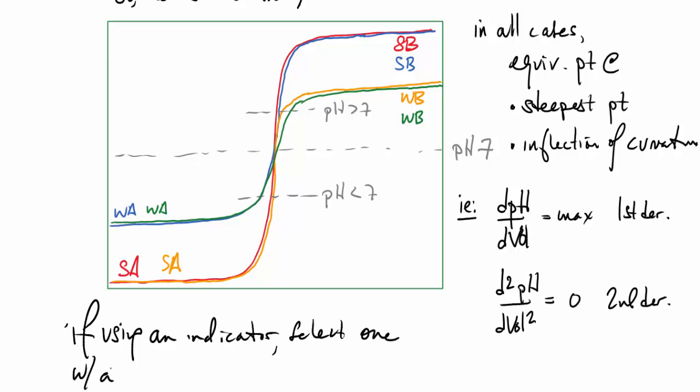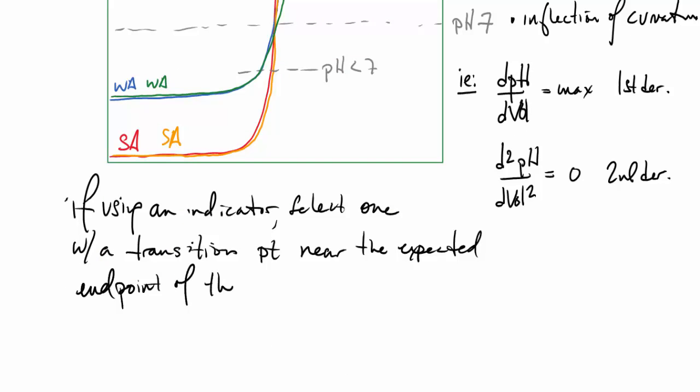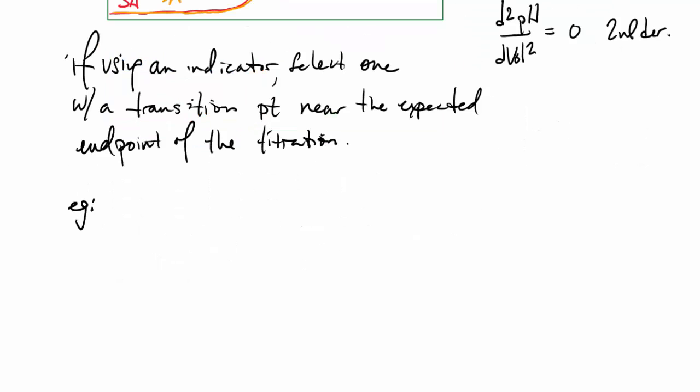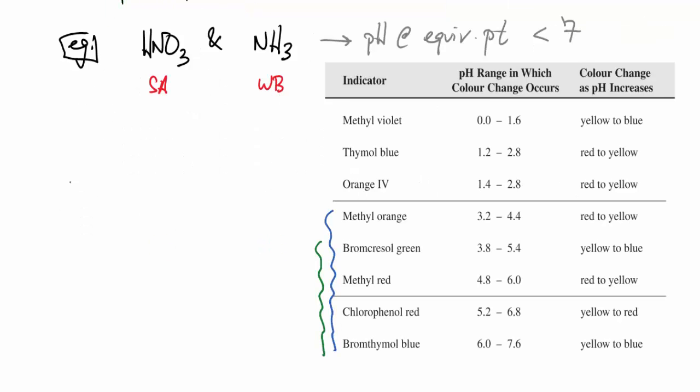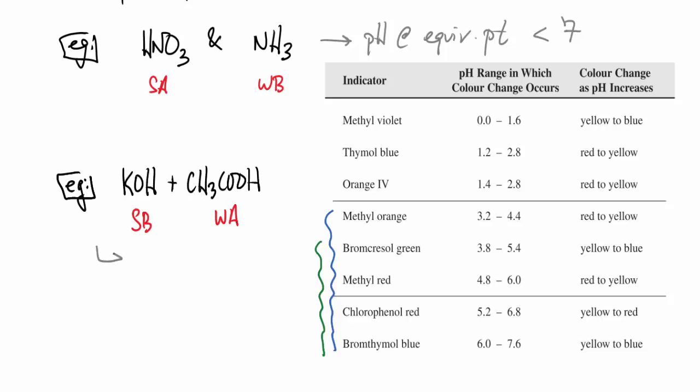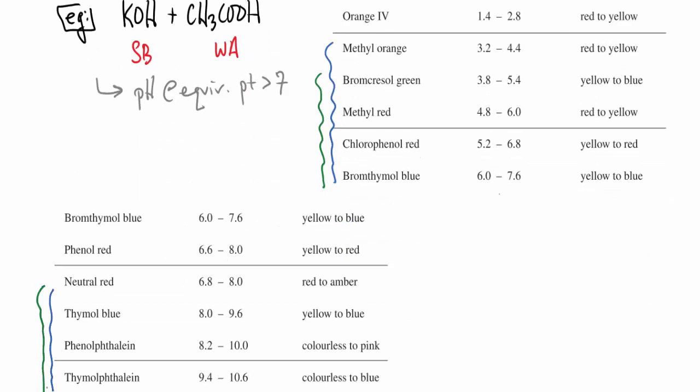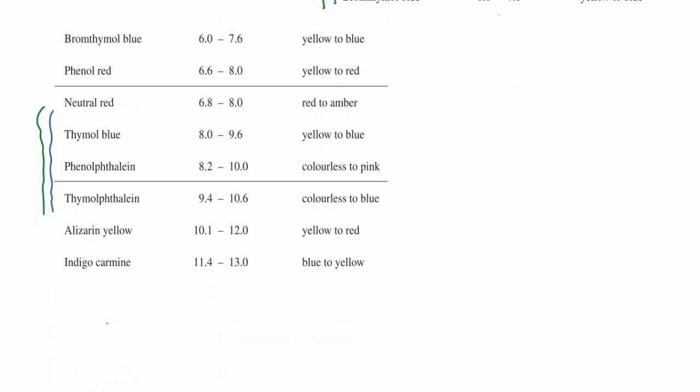If you're using an indicator, we have to select one with a transition point near the expected equivalence point for the titration. So for instance, we'll have a look here at nitric acid and ammonia. Nitric acid is strong, and here we have ammonia. Ammonia is a weak base. So we expect the pH of this to have an equivalence point pH below 7. So we'll use an indicator such as one of these here, methyl orange down to bromophenol blue, which indicate below 7. The second example, we have a strong base and a weak acid, and that pH should be above 7, so we go to the indicators table here and pick some indicators with a transition point above 7.